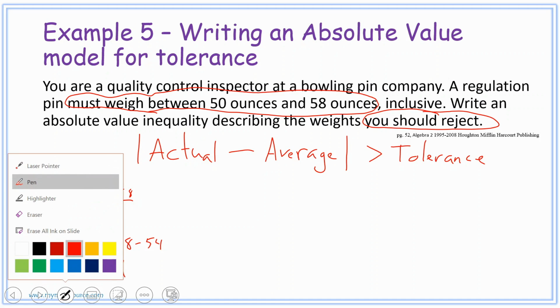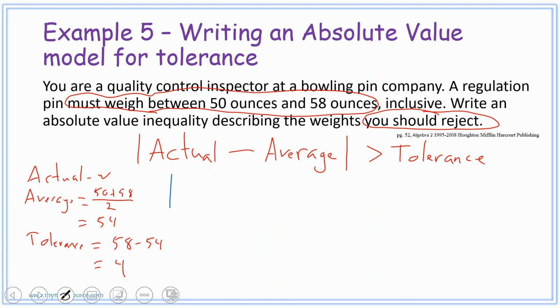So now we could go ahead and work this out. Our actual is going to be W. We've used W there. Our average is 54. And our tolerance, we're going to have greater than 4. Right? And so if we were to solve this, because it's greater than 4, we're going to get two different ones, but they don't want that. They just want to write an absolute value inequality. But if you were to solve it, then you're able to find out the different extremes that you would have.